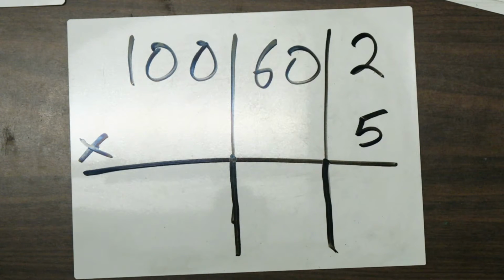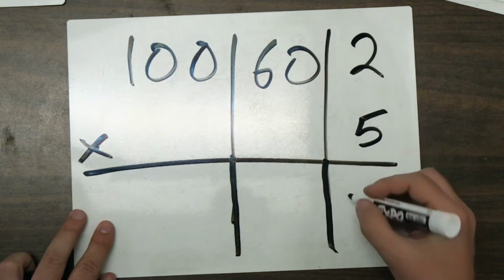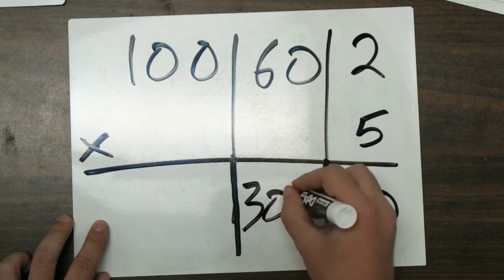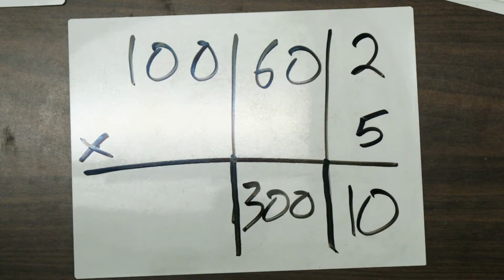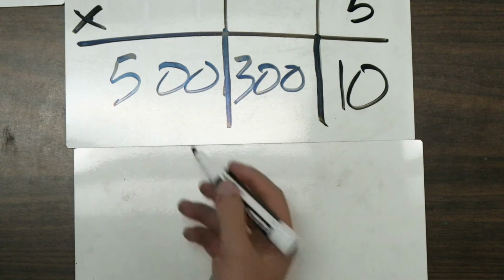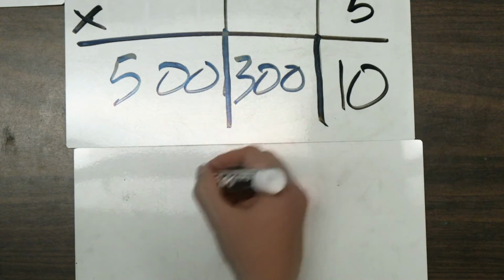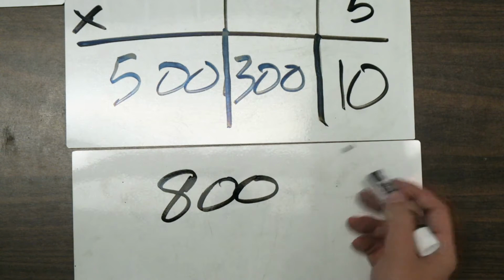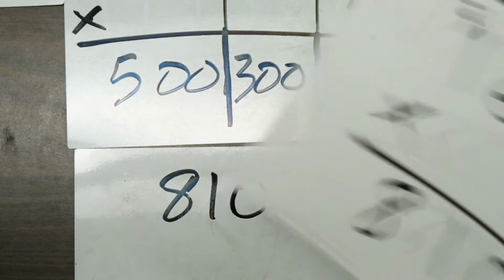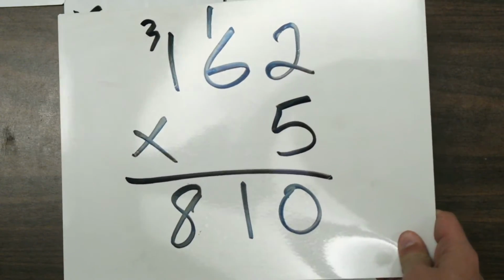Now I'm going to solve it using expanded form. 5 times 2, that's 10. 5 times 60 is 300. And 5 times 100 is 500. Now I just add the values in my answer to get the final answer. So 500 plus 300, that's 800, plus 10 more gives me 810. And what do you know? That was our answer from the original problem.